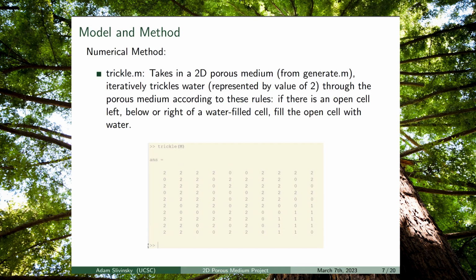Trickle takes in a 2D porous medium and iteratively determines whether or not water can pass from the top to the bottom. The function starts by populating all open cells in the first row with water, and then filling cells row by row according to these rules. If an open cell has a water-filled cell above, to the left, or to the right of it, you'll fill that open cell with water. And rows have to be iterated through from both the left and the right to abide by these rules. Below you see a console call of this function on the matrix produced by generate.m on the previous slide, and it is evident by the values of 2 in the last row that water can pass from the top to the bottom of this porous medium.